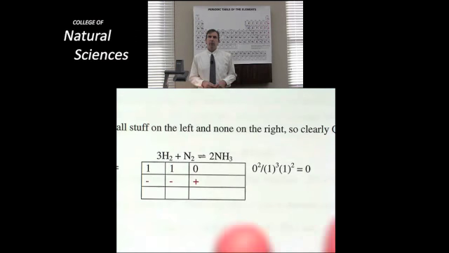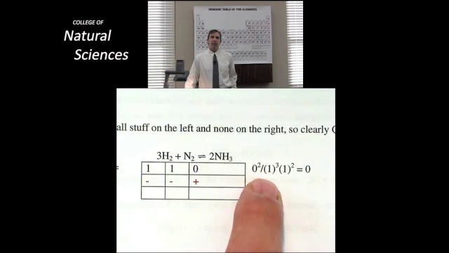If you wanted to look at it in the context of a Q value relative to K, the value for Q is the stuff on the right over the stuff on the left, and you end up with a value for this of 0.